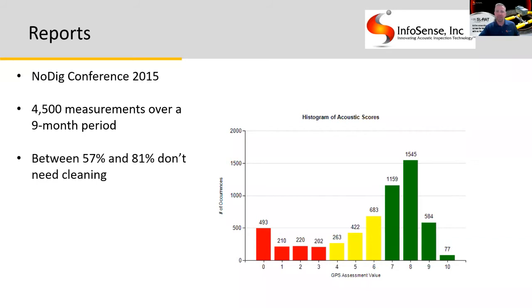In this example, depending on the utility's protocol for follow-up action, between 57 and 81% of the pipes inspected did not need cleaning. We see this time after time, and it allows you to see the efforts you are putting in with your SLRAT program to actually produce results. This data allows you to focus your equipment, man-hours, and efforts on cleaning the pipes that need it.